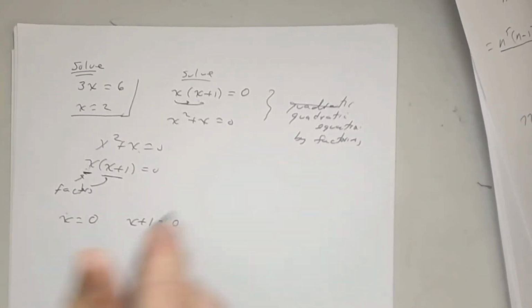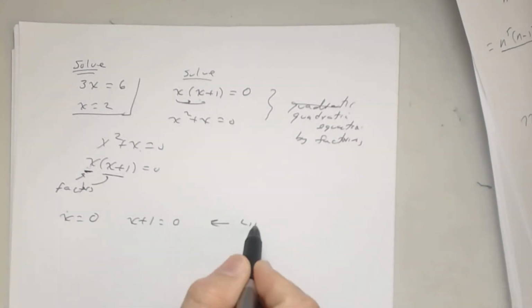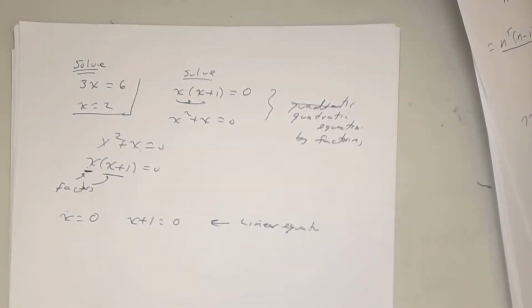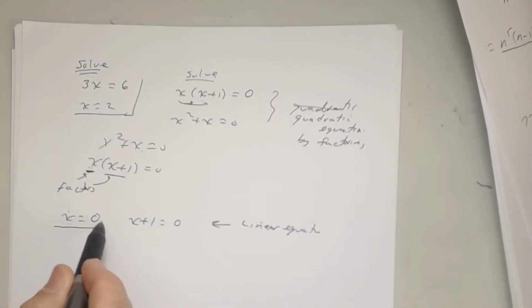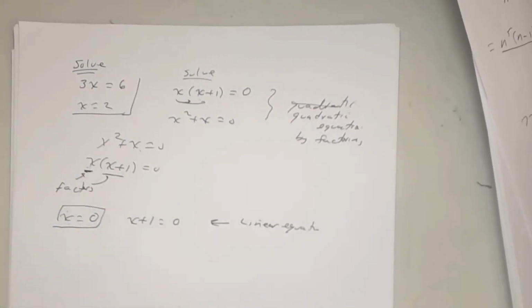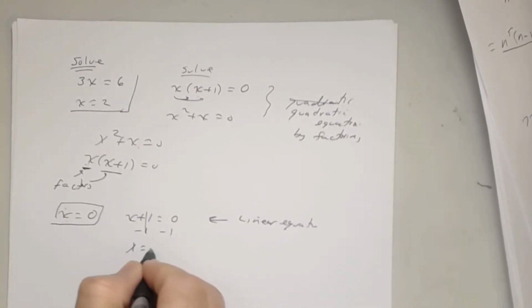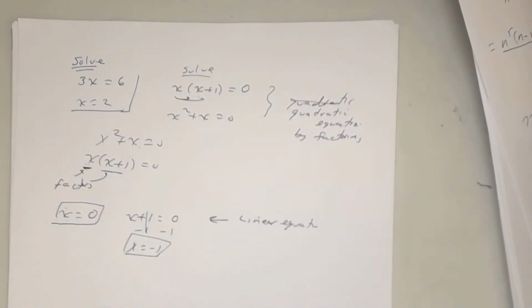These are linear equations right here. And now we solve the linear equations. So we get x by itself. Notice here, though, x is already by itself, so what's my solution? 0 is a solution. Over here, how do I get x by itself? So what's your solution? So there are your two solutions.